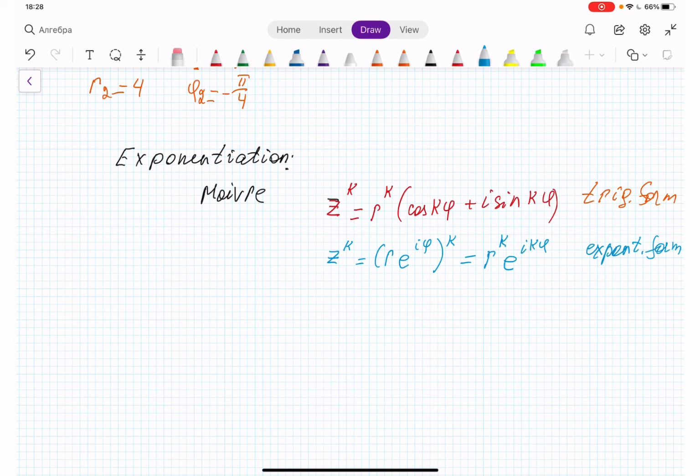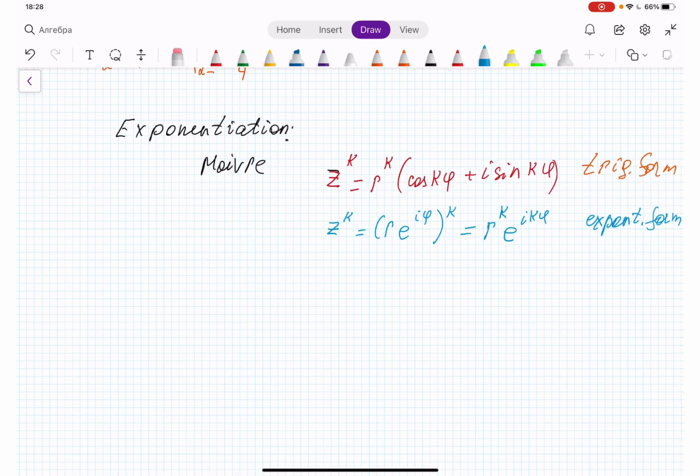Okay, so let's solve an example. We need to square a complex number. z is equal to square root 2 e to power negative pi over 2 I. Okay, so applying the formula for exponentiation, which is the second one in the blue version, we are getting z squared is equal to square root 2 e to power negative pi over 2 I, squared.